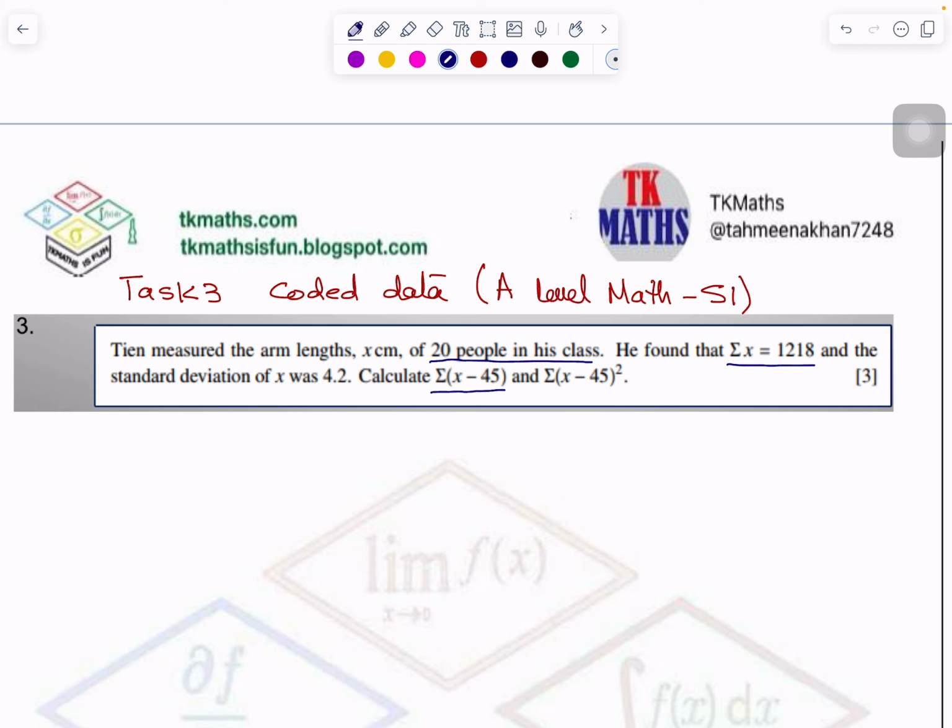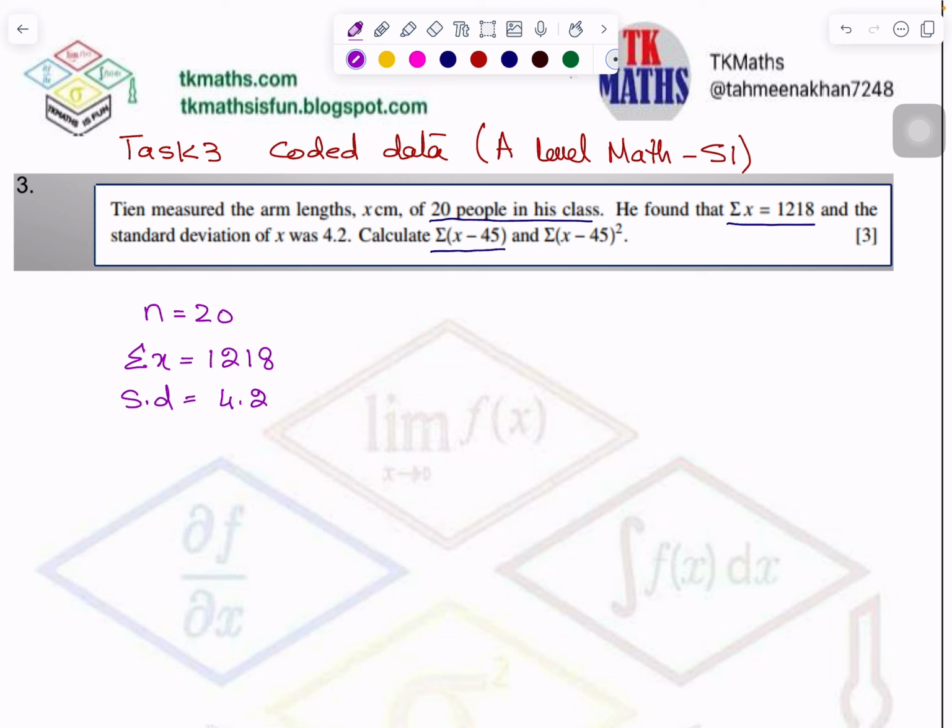So let's see what is given to us here. n equals 20, and sigma x is given to us. It is my habit that whatever information is given in the question, I separately note it down. So you also do it. It is better to avoid any calculation error, or mistakes while writing numbers. Now we have to find the sum of x minus 45 and the sum of x minus 45 squared. These two things we have to calculate.